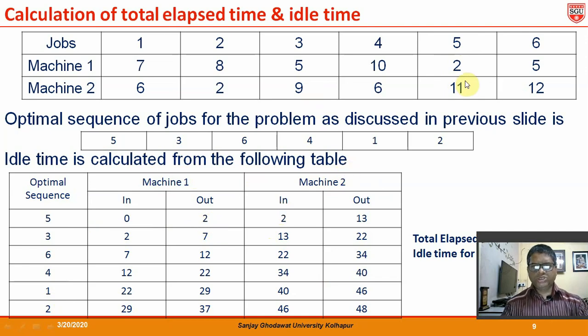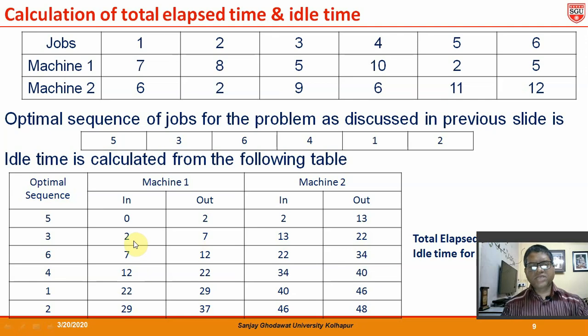Machine 2, it requires 11 units. So after 2 units we are going to start processing job 5 on machine 2, and it will be finished after 13 units. After 5 we have sequence job number 3. So if you look at this job number 3, it is having 5 units on machine 1. So as soon as the machine 1 is free, after completing job 5, we can load job 3 on machine 1, which requires 5 units.